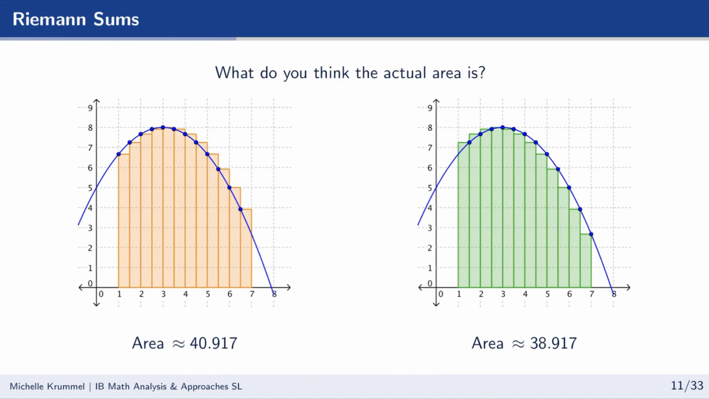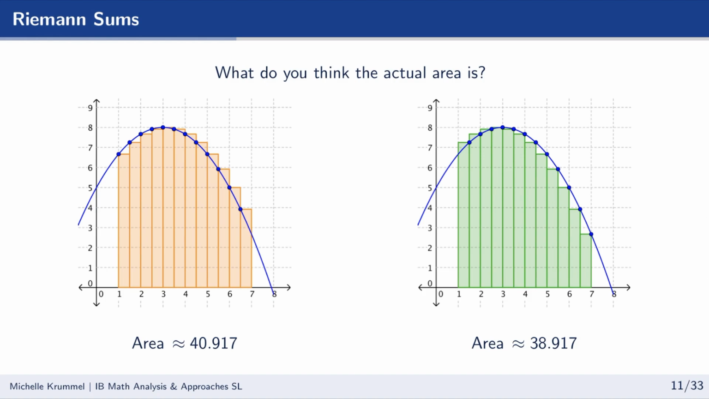So our best approximation using the left Riemann sum, 40.917. The best approximation when using the right Riemann sum, 38.917. And of course, we could get better approximations if we made the width of each rectangle smaller.